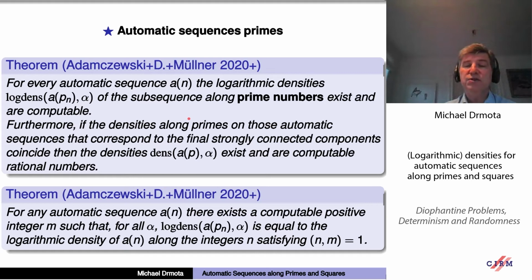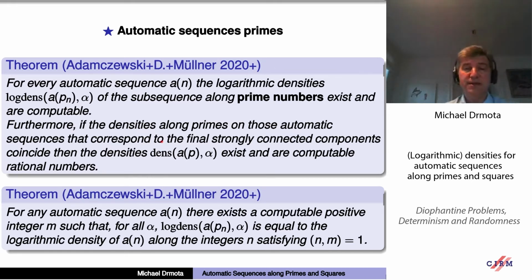So first we have a result for all automatic sequences that there exists a logarithmic density. This is a far-reaching generalization of the result for the Thue-Morse sequence and the Rudin-Shapiro sequence. So it gives you a general result, and it can be effectively decided whether the densities exist, and if they exist, they are computable and rational numbers.